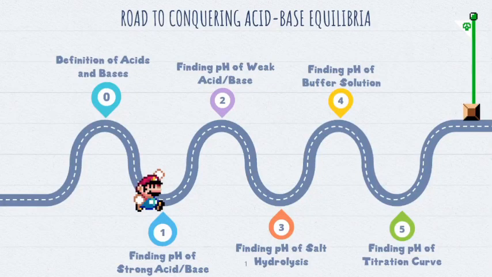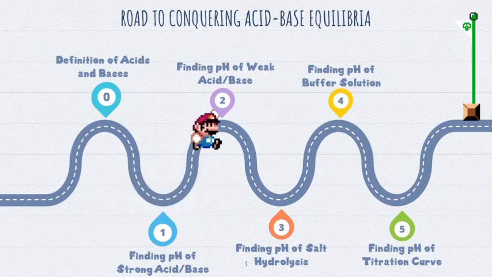Hey everyone, now that you're done learning how to find the pH of strong acid and strong base, time for us to get one level closer to taming the beast by learning how to find the pH of a weak acid or a weak base. And here's the problem. How can you find the pH of a weak acid and weak base if they don't dissociate fully, right?